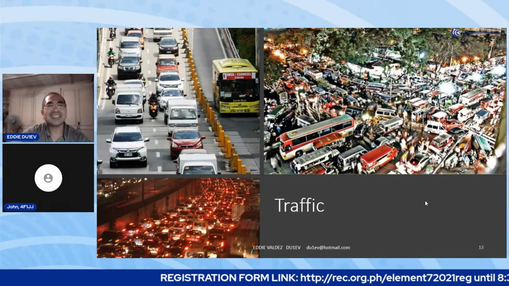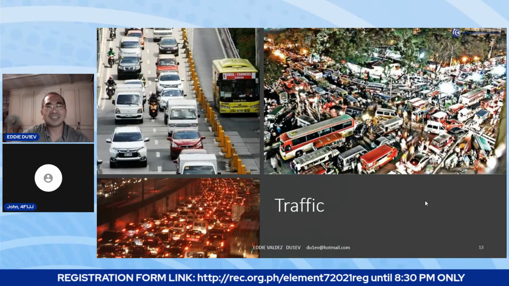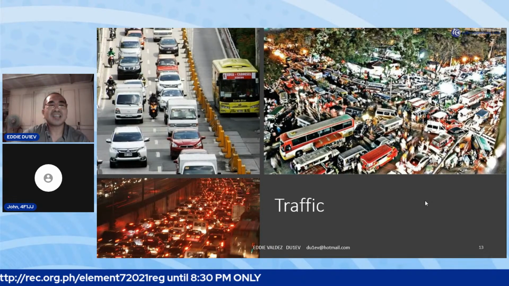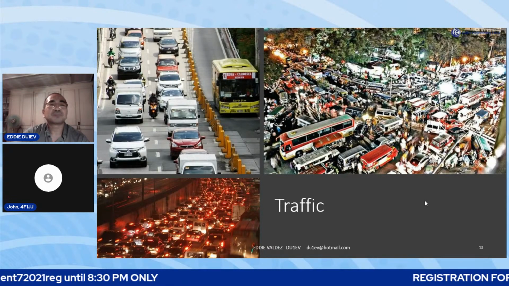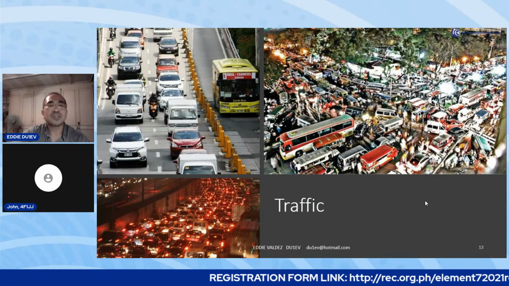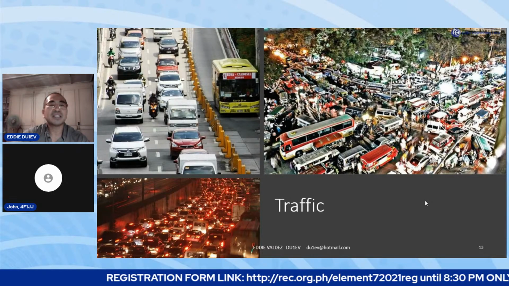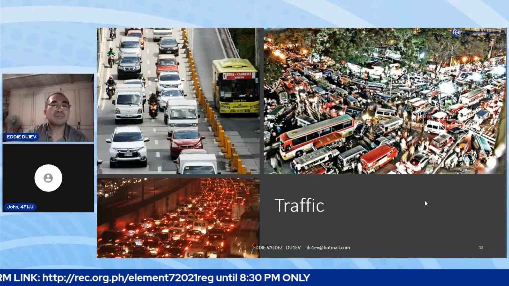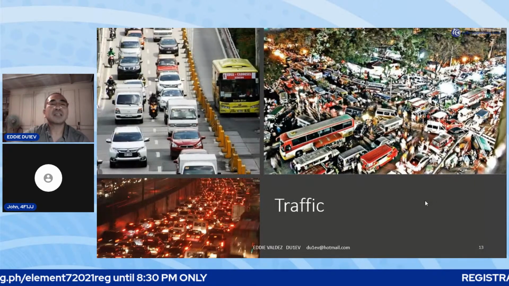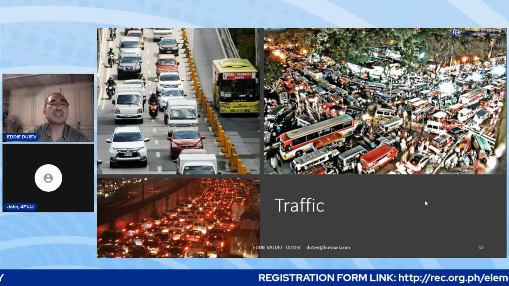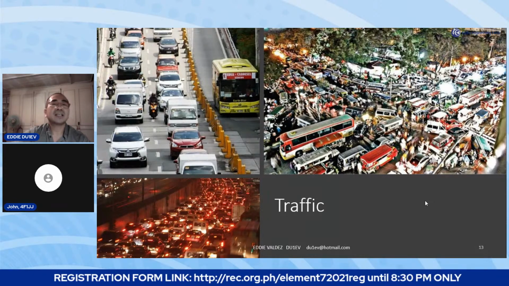Okay, so here is a nice picture or pictures of traffic. Of course, the one on the top left is EDSA. If you will notice, the pictures on the left are pictures of EDSA. One is daytime, one is nighttime. Yung nighttime is pre-pandemic, and the one taken during the daytime is the pandemic EDSA. This is the current EDSA.